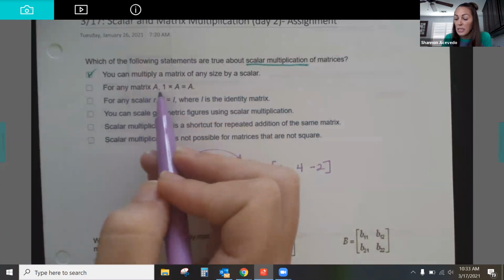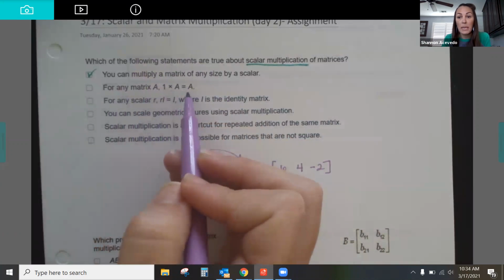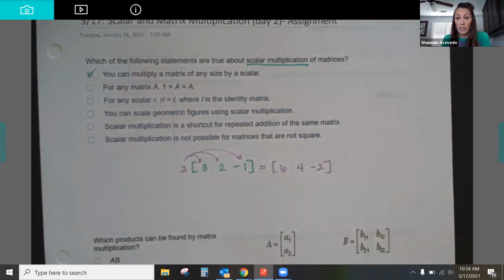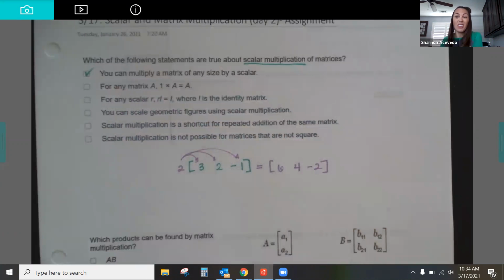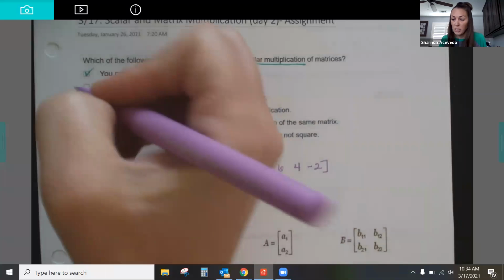For any matrix A, if I do 1 times that matrix, I end up with that matrix. I end up with A. If this was a value 1, I multiplied it to everything, I would still end up with the same matrix. So this is true.